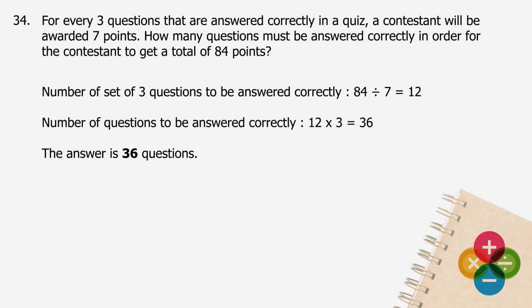Every 3 correct answers will be awarded 7 points. The number of sets of 3 questions to be answered correctly will be divide 84 by 7, and the quotient is 12. The number of questions to be answered correctly will be multiply 12 by 3, and the product is 36. The answer is 36 questions.